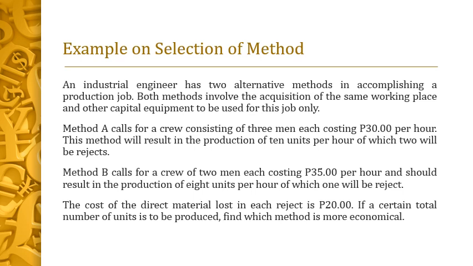Method B calls for a crew of 2 men, each costing 35 pesos per hour, and should result in the production of 8 units per hour, of which 1 will be reject. The cost of the direct material lost in each reject is 20 pesos. If a certain total number of units is to be produced, find which method is more economical.